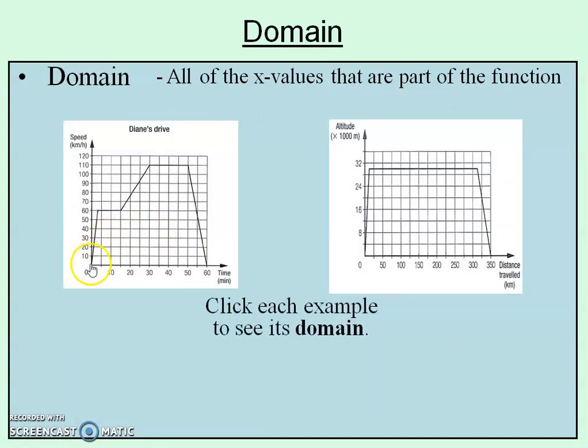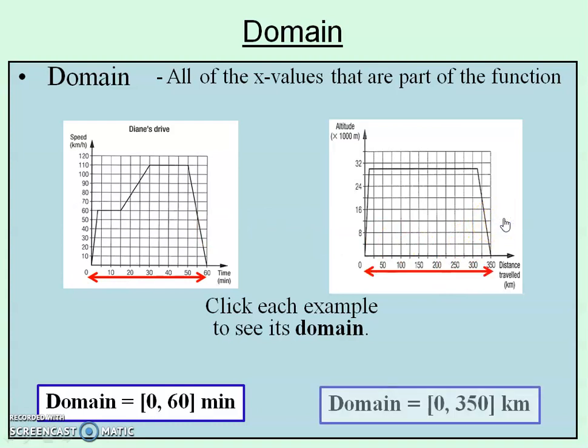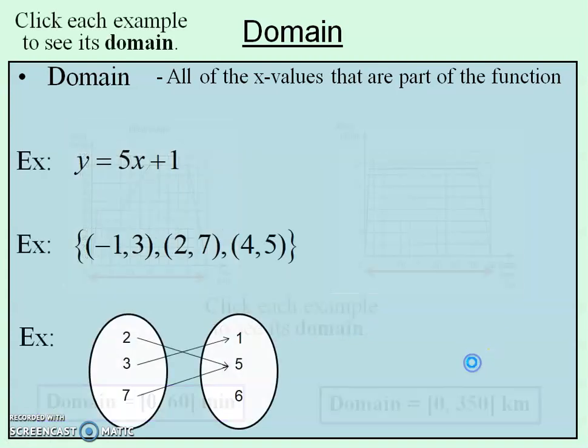So in a case like this, my domain starts at 0, goes all the way to 60. That's the answer there. If there are units, I include them. If you want to pause for a second, try this one. That answer is from 0 to 350 kilometers, both included.